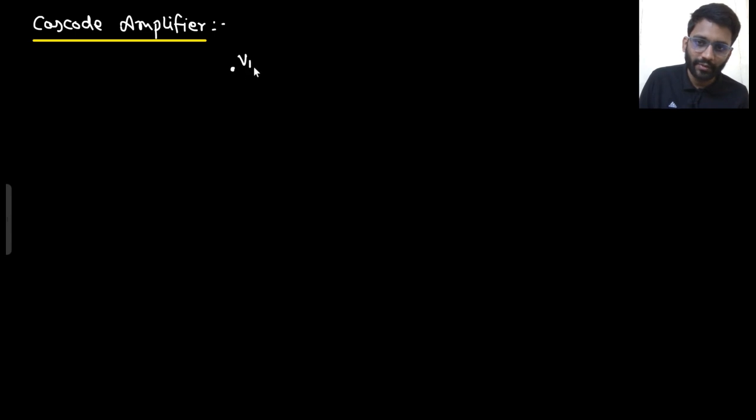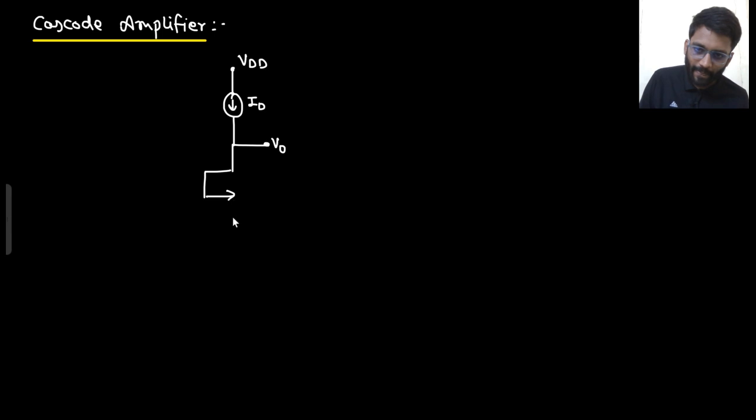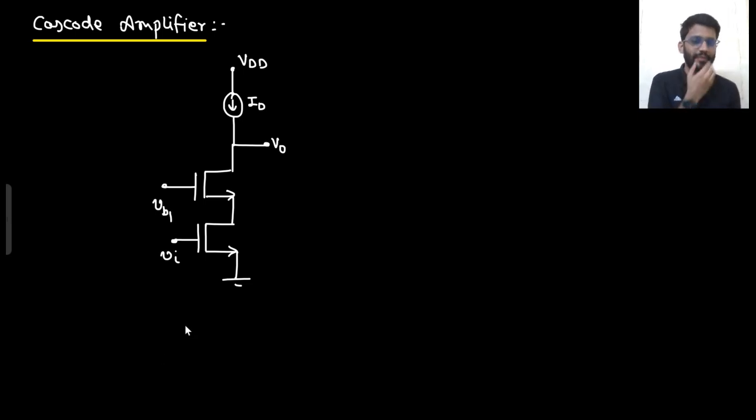So in my NMOS, what will happen? There will be a current source coming here. This would be some ID. This would be your output. Where will I apply my input? Here I will apply my input, and this will be some bias. Are you getting this point?